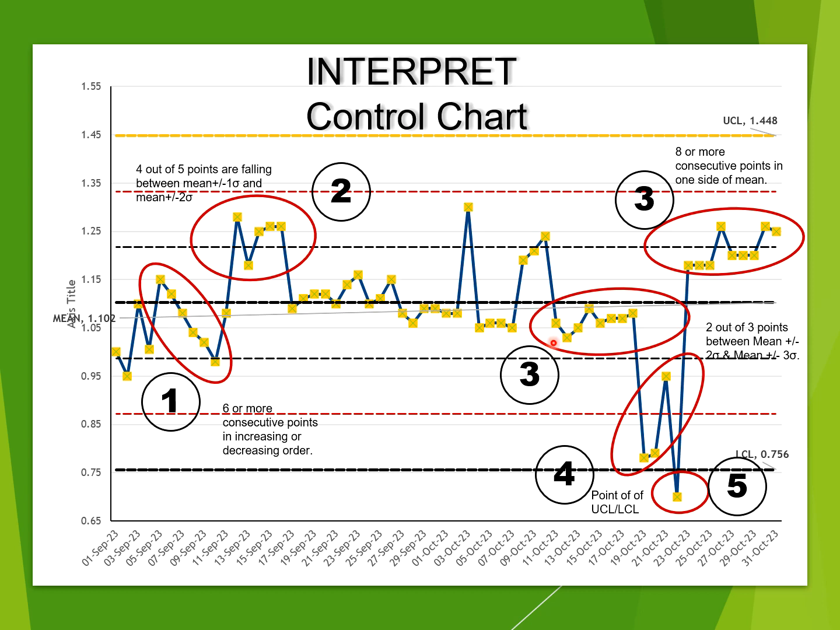Similarly, if on one side of the mean there are 8 or more consecutive points, then it's a problem. Similarly, if there are 2 or 3 points between mean plus or minus 2 and 3 sigma, then also it's a problem. And anyway, if any reading is out of the control limit, here or here, that is a point of concern. So this is how we'll interpret the control chart. Interpretation, of course, I have already presented in my last SPC part 2 in the month of May.